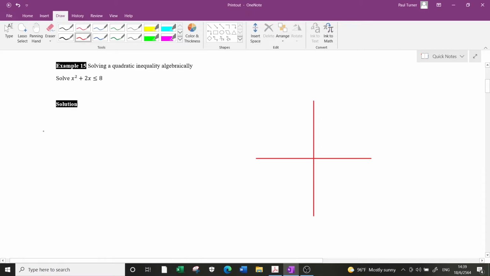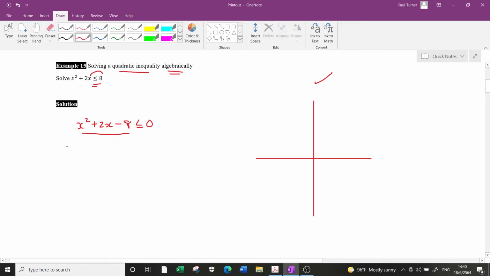So in example 15, we want to solve this quadratic inequality using algebraic methods. I put a graph here because we can also do the question by graphing methods, which I'll show after. So we've got a quadratic, and it's an inequality because you see an inequality sign here. So the first thing you do, x squared plus 2x, I want you to put the 8 on the other side to make it look like a quadratic. So minus 8 less than or equal to 0. So if there's any numbers on this side, move them across and make a quadratic here. Now this looks like something we can solve.